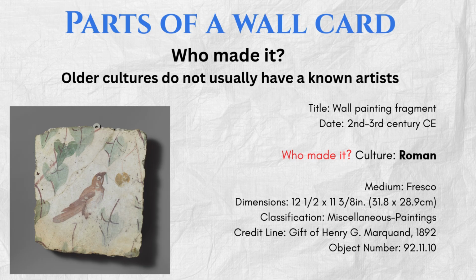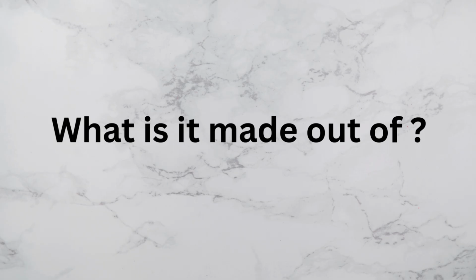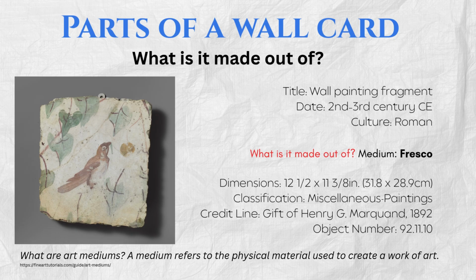The fourth question is, what is it made out of? We call this art term a medium. The medium can vary depending on what the art is made out of. Marble, for example, can be just one material. This wall painting fragment is painted on stone with plaster mixed with paint. That is how you make a fresco.